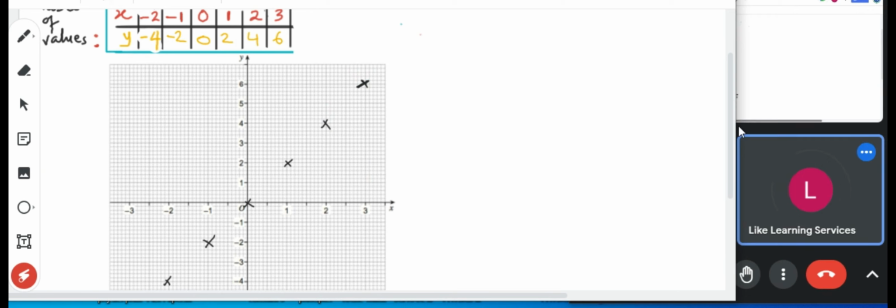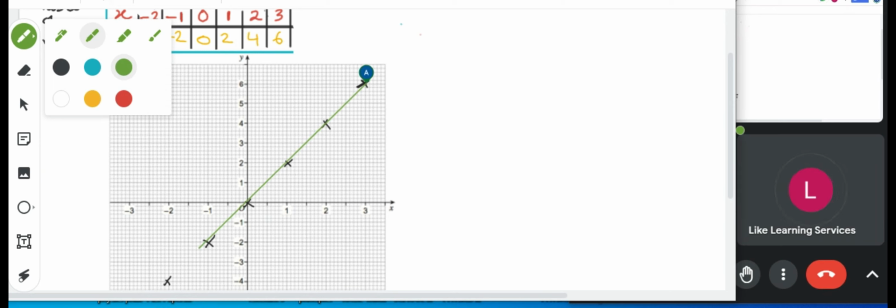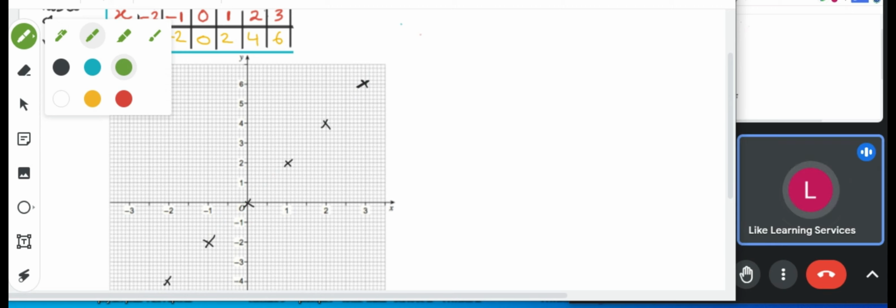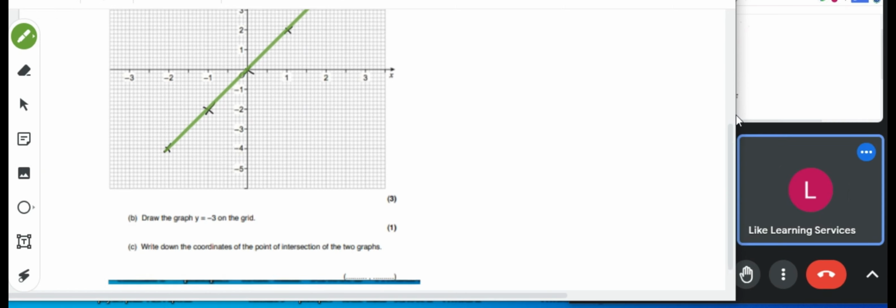Quickly. Please use any color other than white. Is your pen glitching? Okay, let me just join it so that we move forward. Don't worry, let me just join. Alright, so that's it.